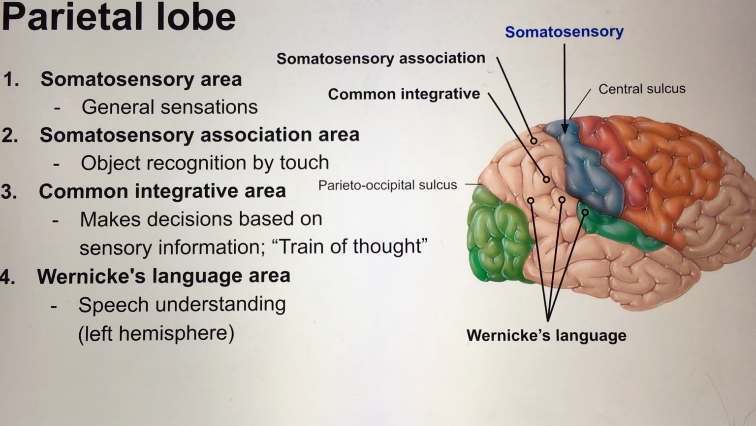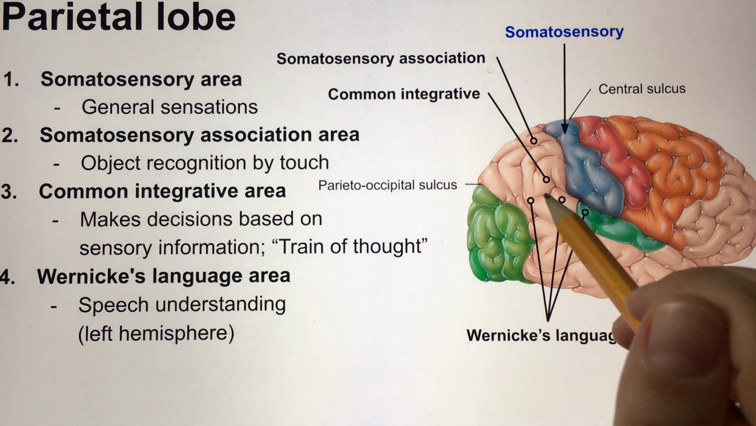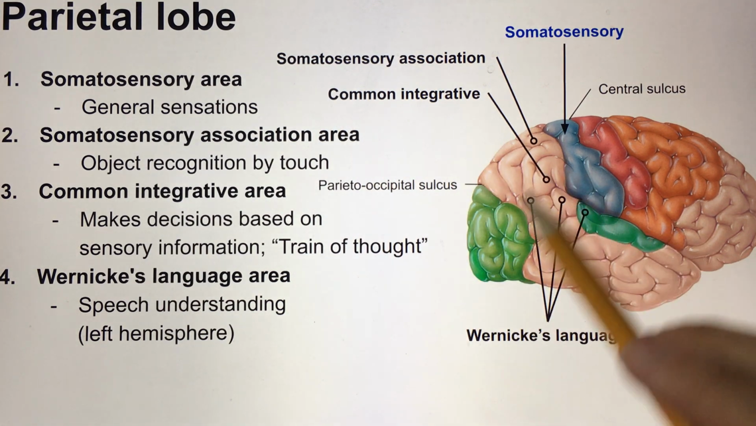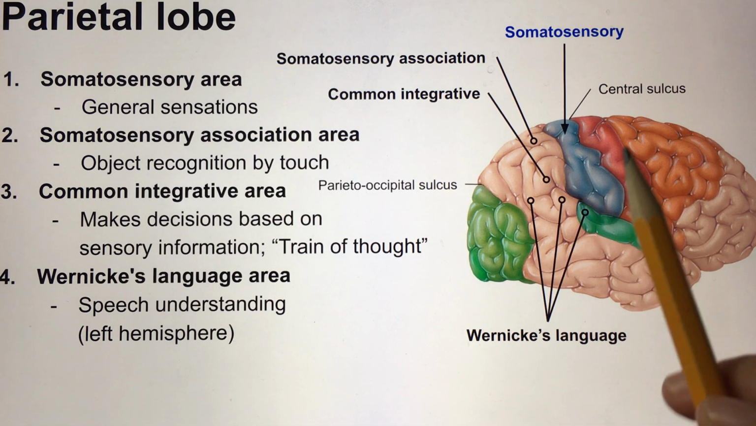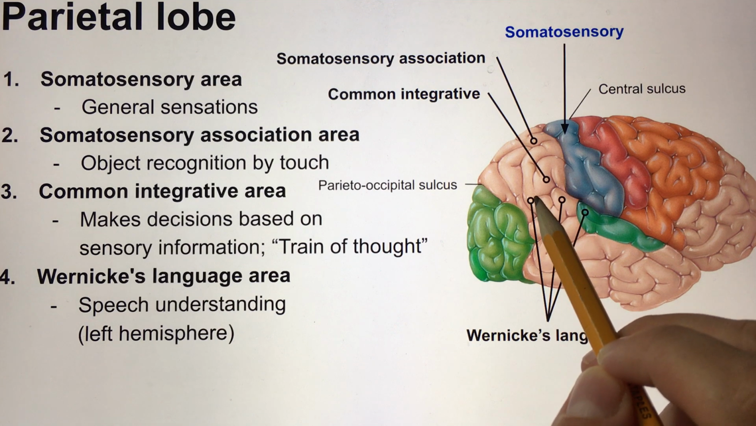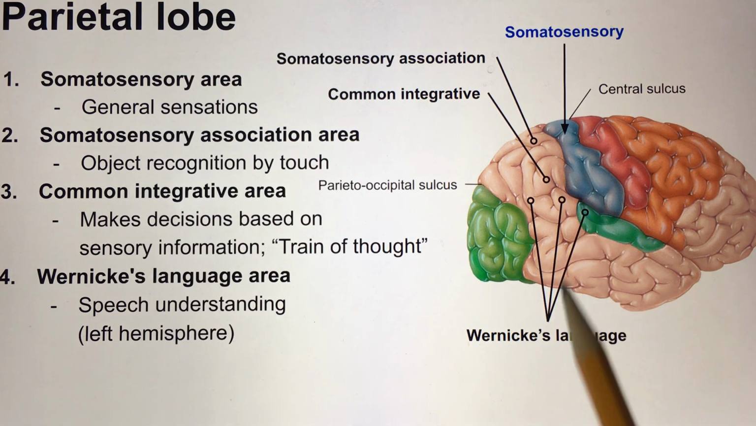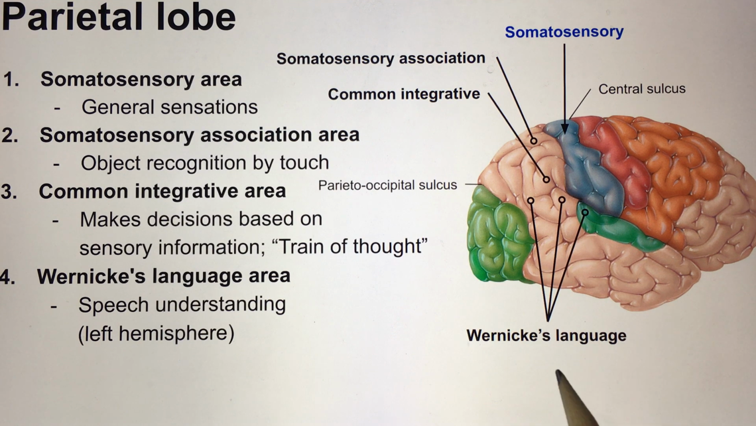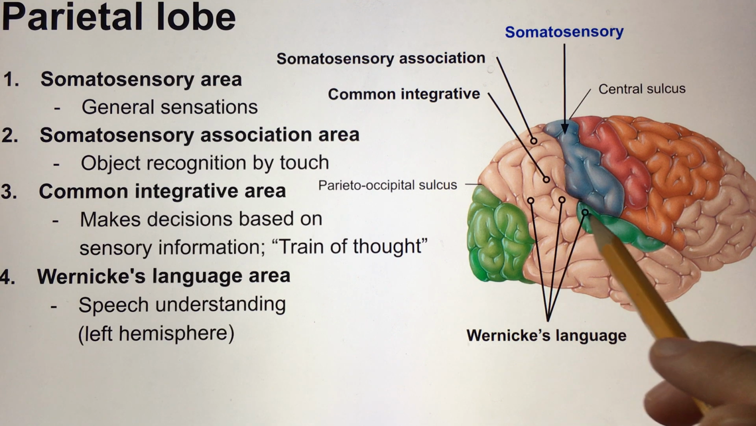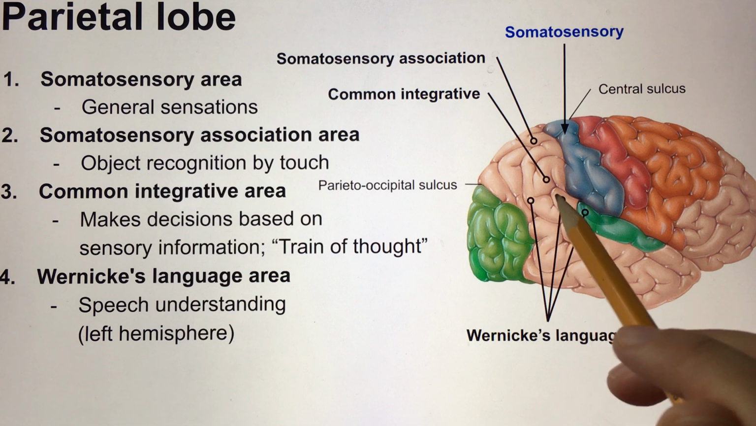Our mind is a busy guy or girl, and this area, the common integrative area, is involved in that specific train of thought. Okay. The last area is situated right here, and right here. These 3 areas that work together are called the Wernicke language area, and this is the area of speech understanding. So we already talked about it, but it's actually not just here, it's here, here, and here.